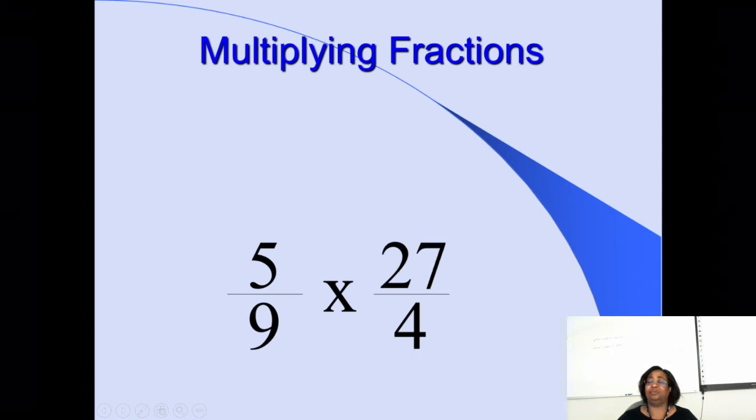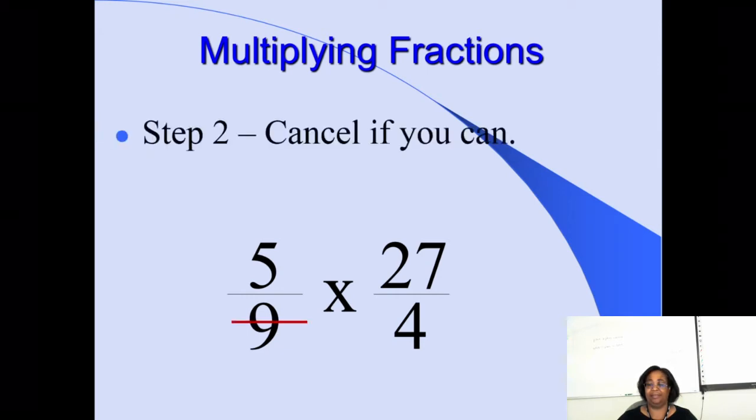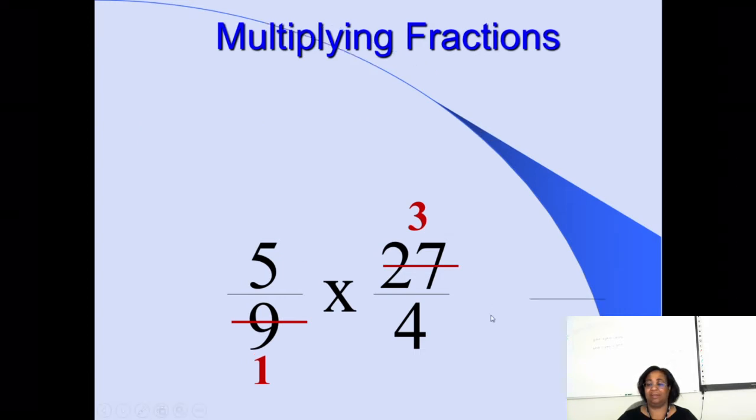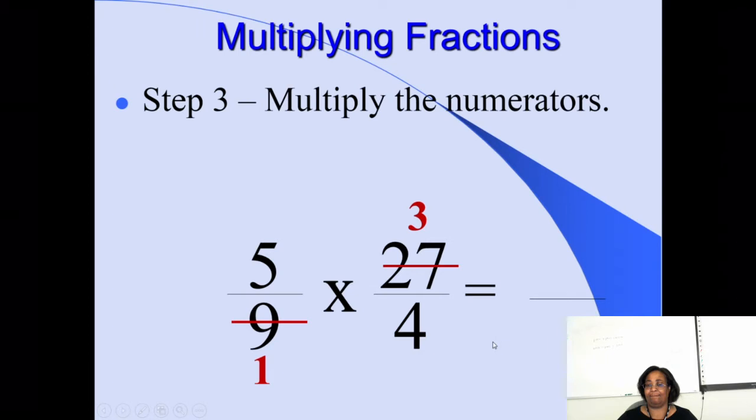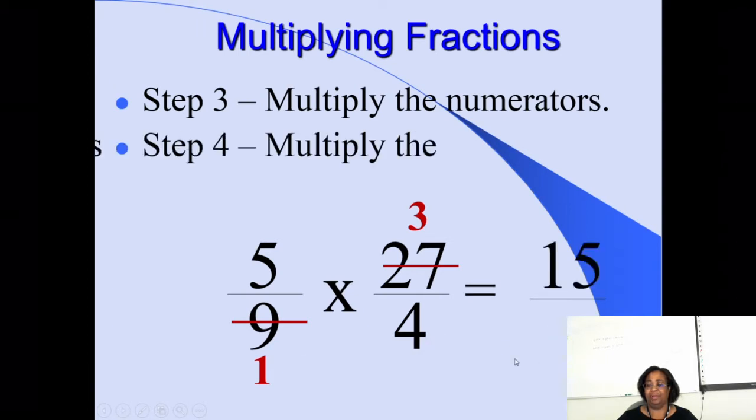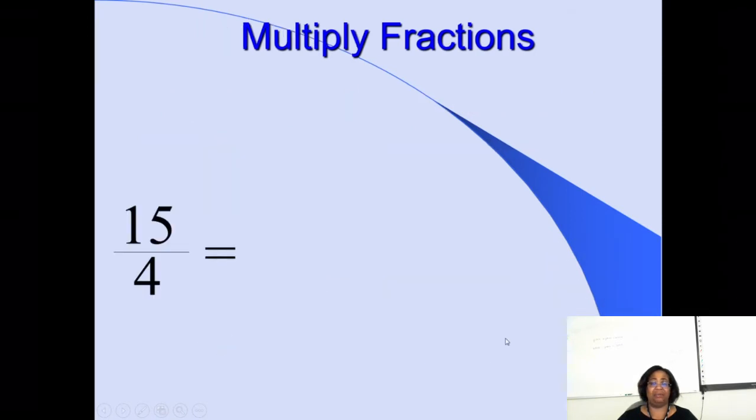Can I cancel? By what factor? By 9. 9 goes into 9 once, and 9 goes into 27 3 times. Can I cancel anything else top and bottom by the same factor? So what's 5 times 3? And 1 times 4 is 4. Can I leave my answer as 15/4? I have to simplify it. How do I do that?